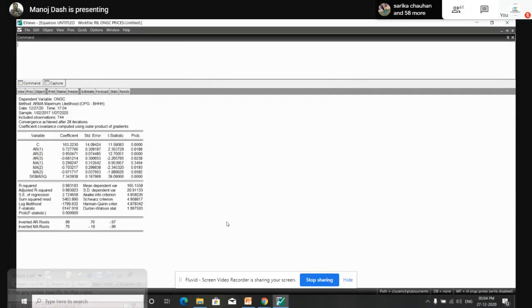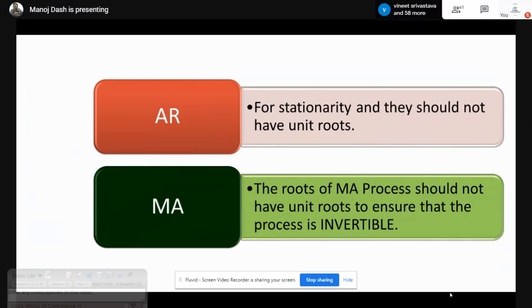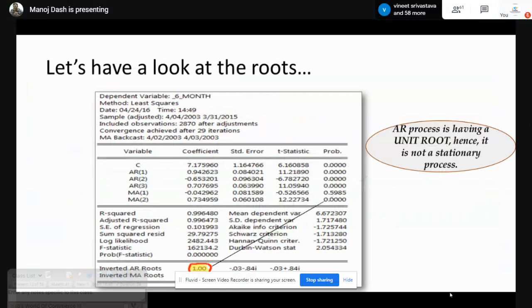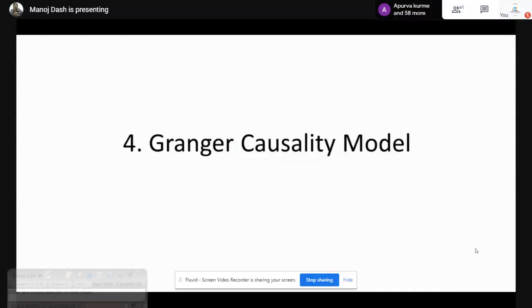So I hope the ARIMA model is okay. Yes, sir. Now I already explained about this. Any doubt? Now the second one, I already discussed this file, the ONGC RIL file. Okay. Now what is the third one?